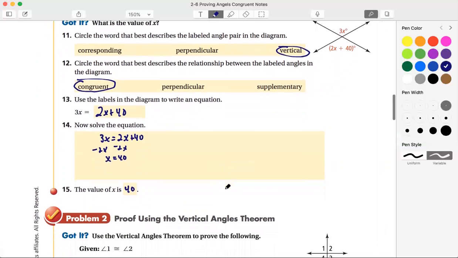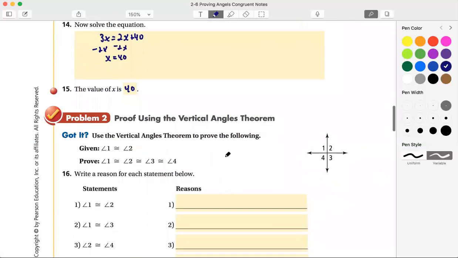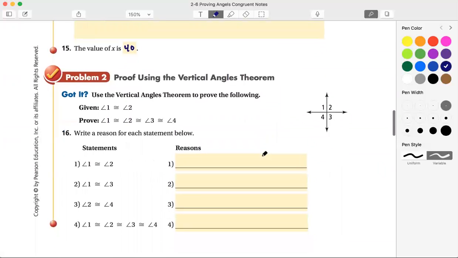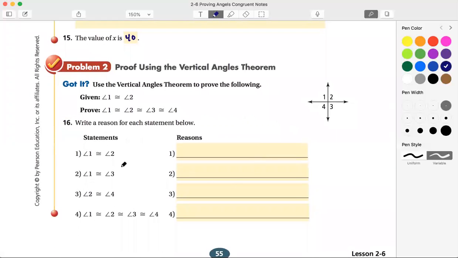All right. Let's prove the vertical angles theorem. So if I know angles 1 and 2 are congruent, prove that all 4 angles are congruent. All right, so I was given angle 1 is congruent to angle 2. So given information. All right, notice 1 and 3 are vertical and 2 and 4 are vertical.